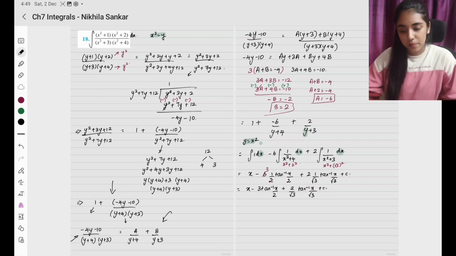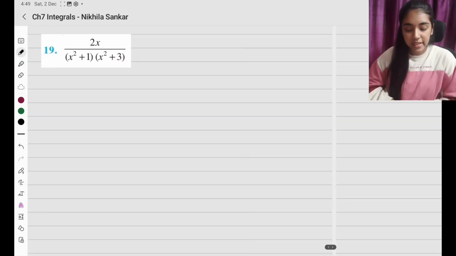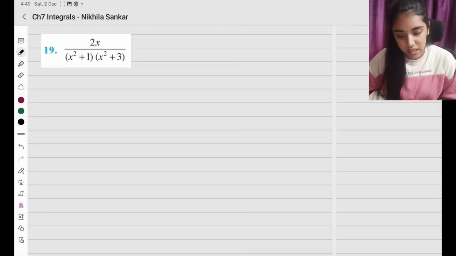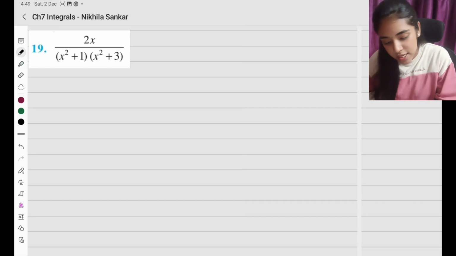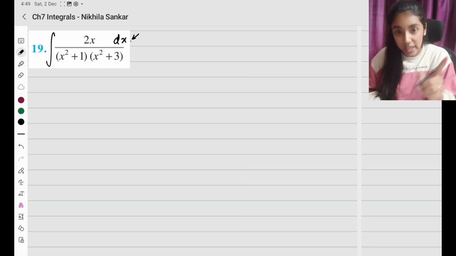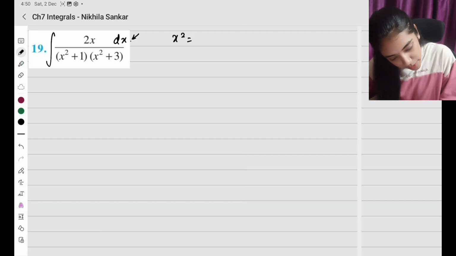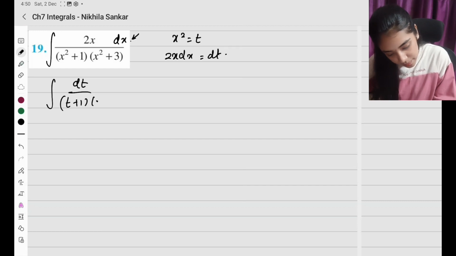Now, question number 19. So this is 2x divided by x square plus 1, x square plus 3. So what am I going to do? x square I am going to substitute. I cannot substitute for x square plus 1 and x square plus 3. So my integral from variable of x, I am going to change it to t. I am going to substitute. So I have x square equals t, 2x dx equals dt. So when I do the substitution, the integral changes to dt divided by t plus 1, t plus 3.